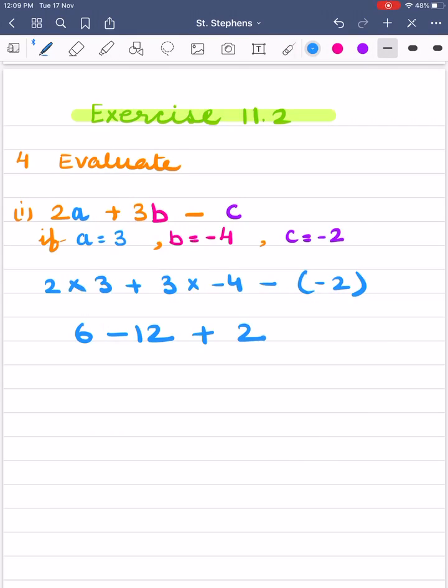Now let's write positive terms together. So 6 plus 2 minus 12. Now solve positive terms. 6 plus 2, 8. So 8 minus 12, which is equal to minus 4.